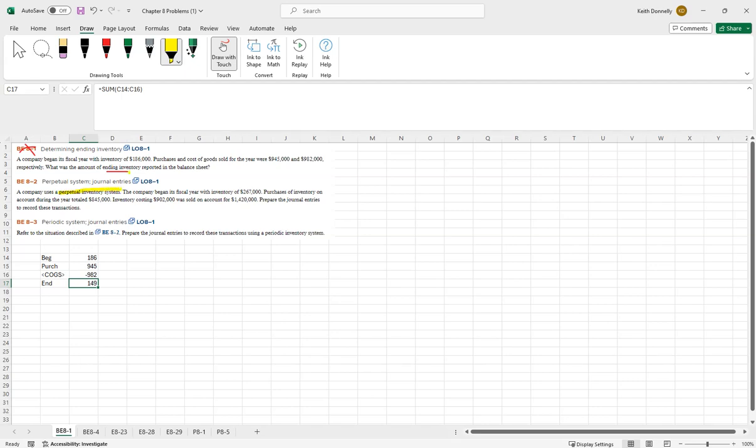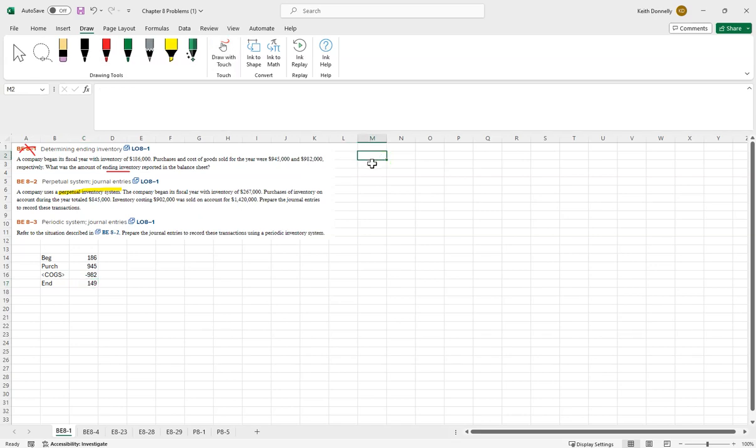All right, 8.2 says a company uses a perpetual inventory system. So we know this is like live time. Every time there's an incident with inventory, we have to account for it. They say we began the fiscal year with 267. We purchased inventory of 845. We sold inventory of 902 on account for 1,420,000. So we bought it for that, we sold it for that. Can you please prepare the journal entries?